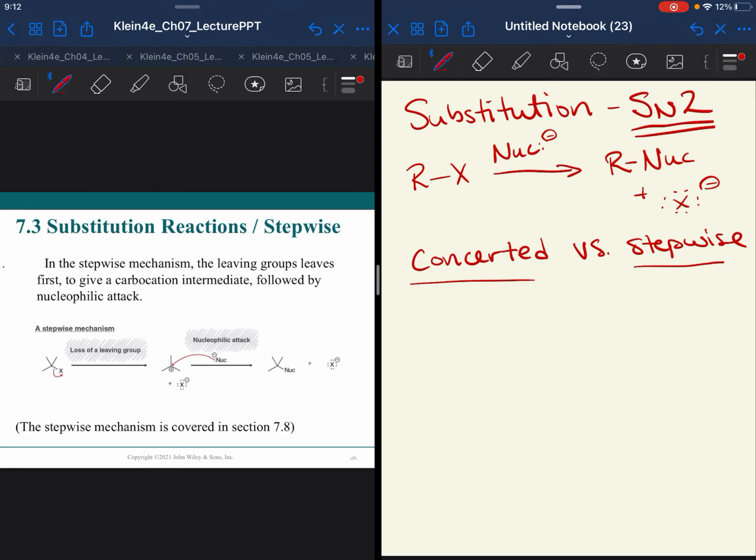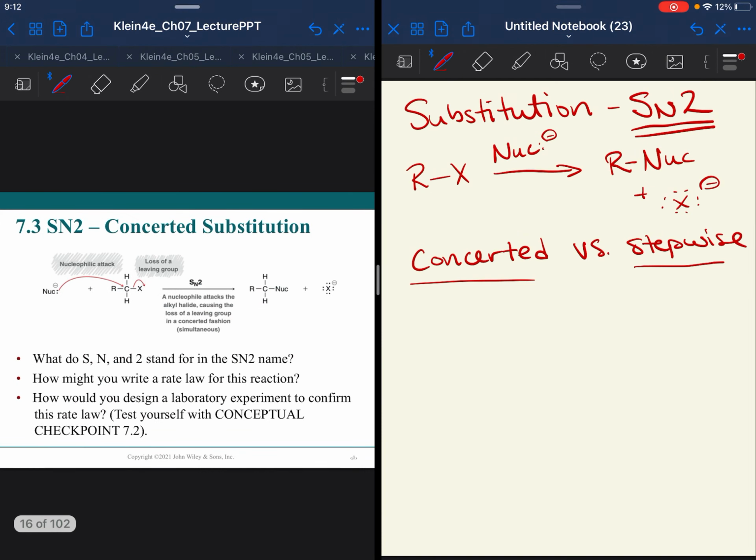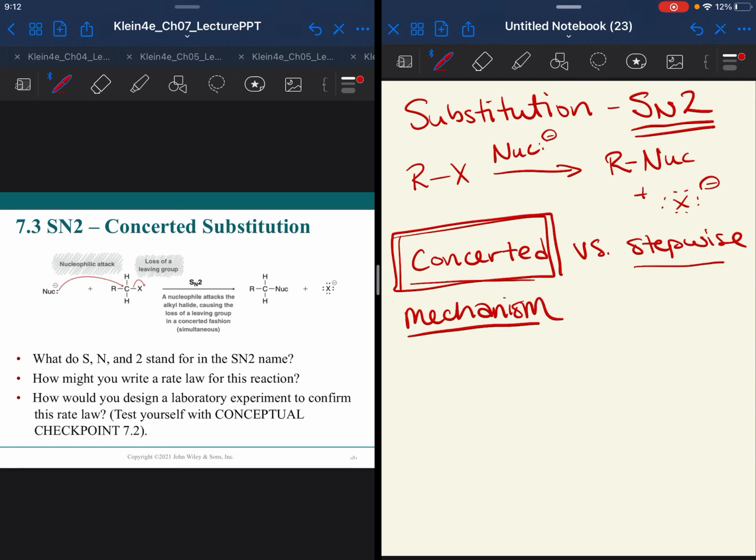And how do we know that these things happen? Well, it all comes down to experimental data, kinetics information, and we will talk a little bit about that as we learn about the SN2 mechanism. So we are going to concentrate on the concerted mechanism first. In a future part, we will get into the stepwise SN1 reaction. So very general mechanism.